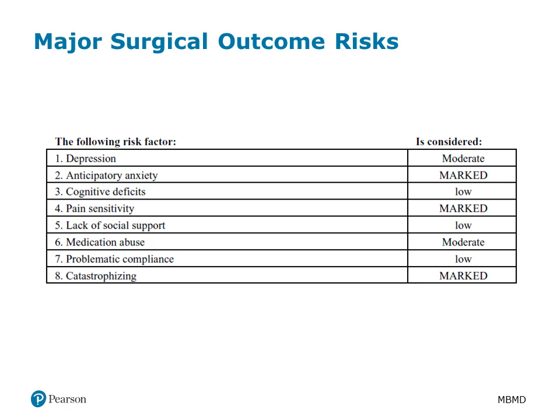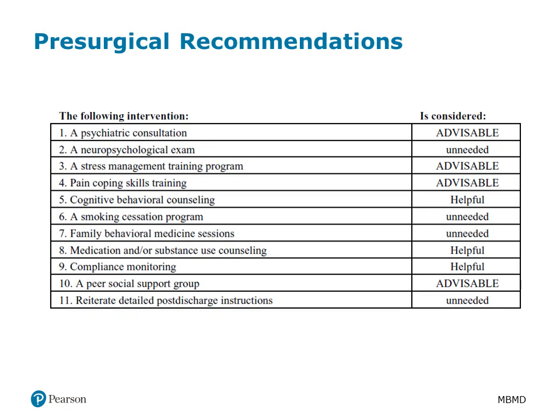So you can note that his anticipatory anxiety, his pain sensitivity, and his catastrophizing are all risk factors that are considered marked risks. You see medication abuse, moderate, and depression, moderate. Cognitive deficits, lack of social support, and problematic compliance are all low. And then the presurgical sections of the report end with recommendations for presurgical interventions if needed, and then move to the post-surgical considerations.